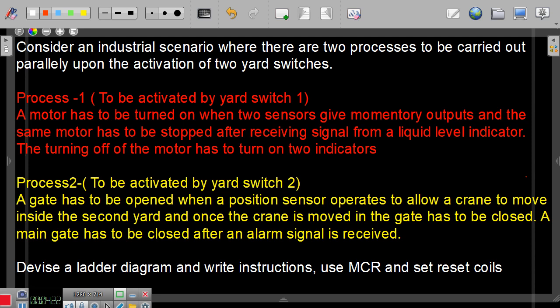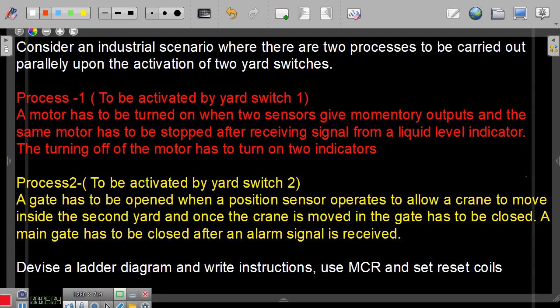So now here what we are trying to do is identify the position of a crane by virtue of the position sensor. The moment the crane goes to a particular position before the barrier, it has to get opened. The moment the crane passes through, the barrier has to again get closed. And one more action is required to be carried out there, that is, a main gate has to be closed after an alarm signal is received. So this is the second action in the second process.